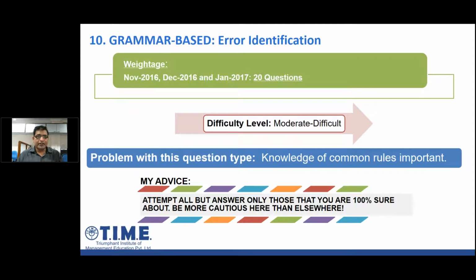Okay, so what is the next question type in grammar? Erroneous or underlined phrase replacement. Okay, they may actually put the phrase in bold, or they may underline the phrase. In the last 3 tests that I've seen, the phrase was underlined. And this also had 20 questions in it. So error identification 20, underlined phrase replacement 20. That makes 40 questions. 40 out of 200 already.